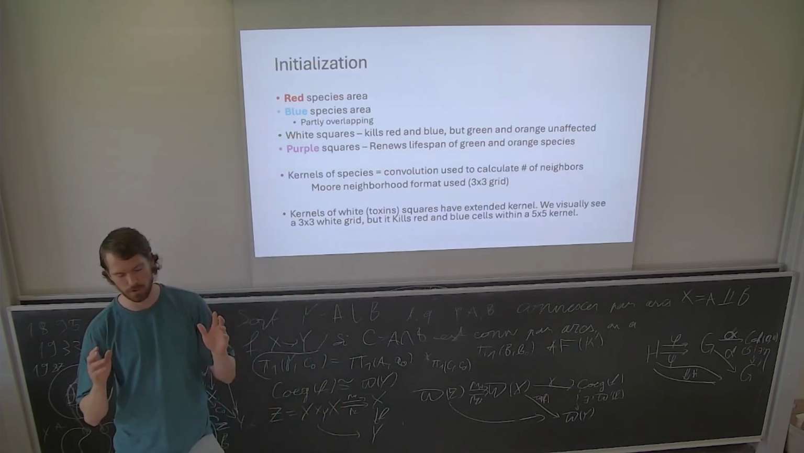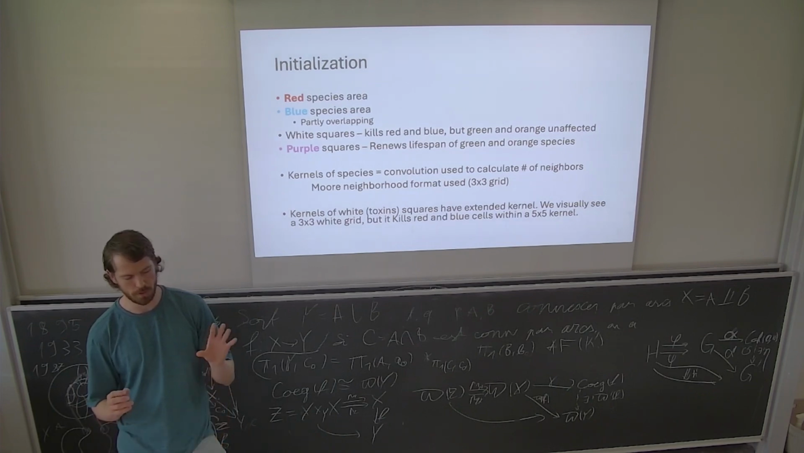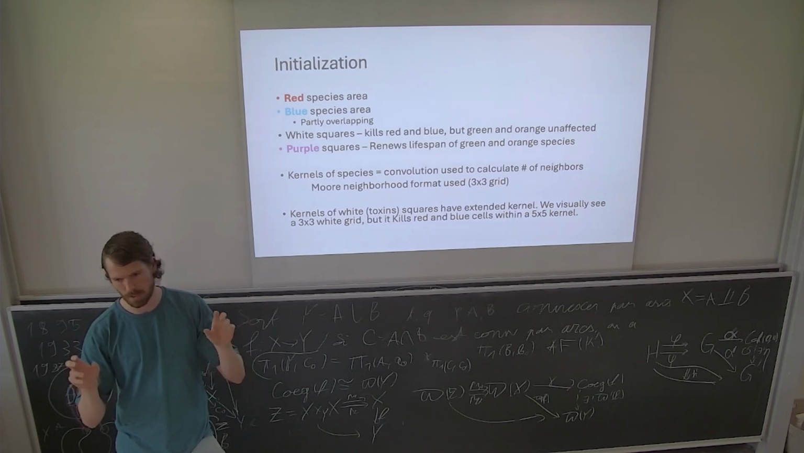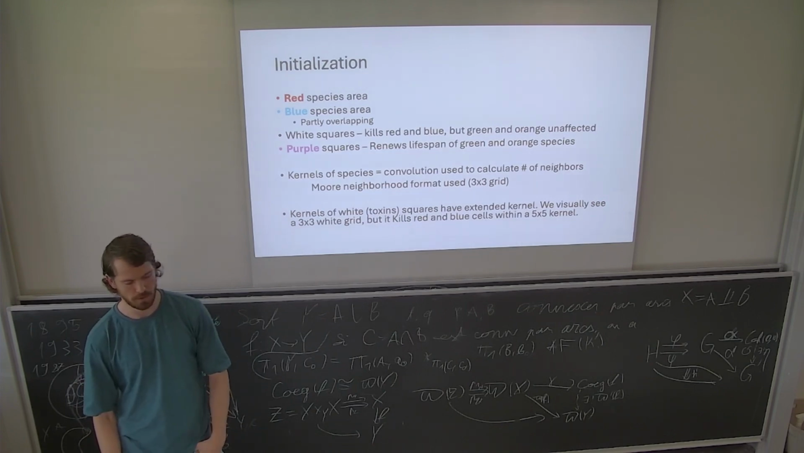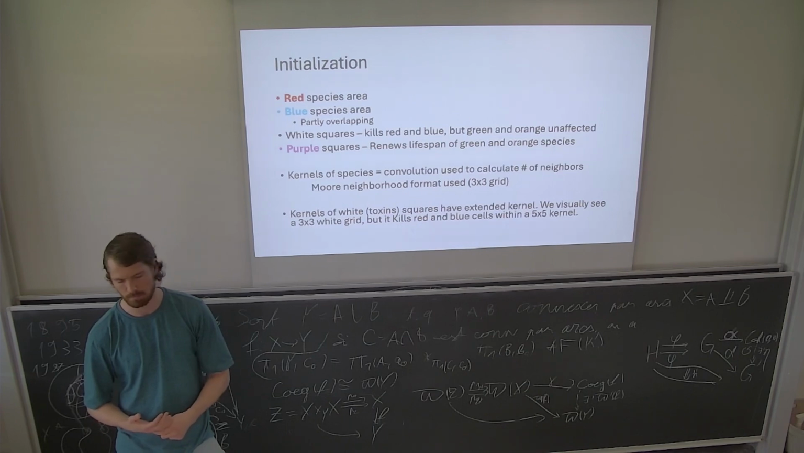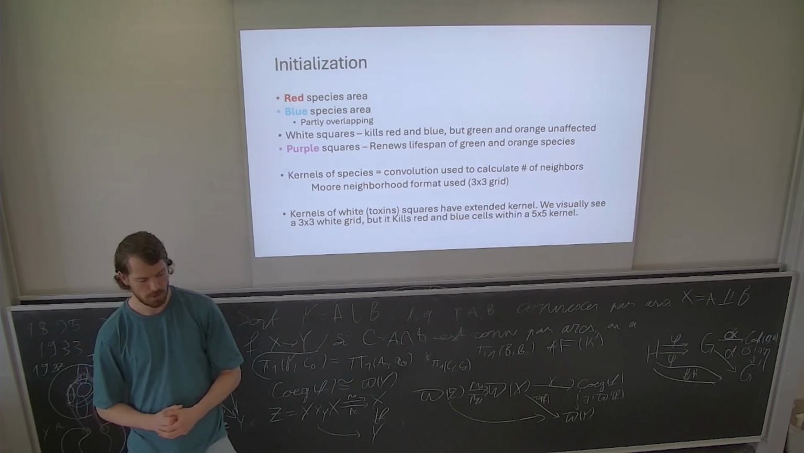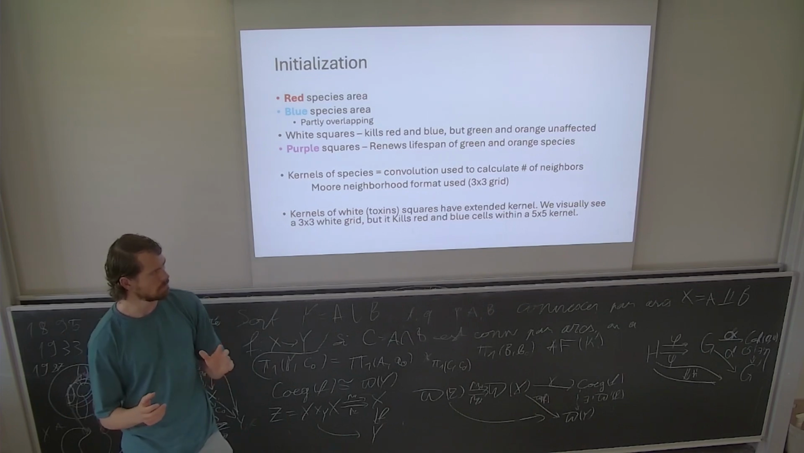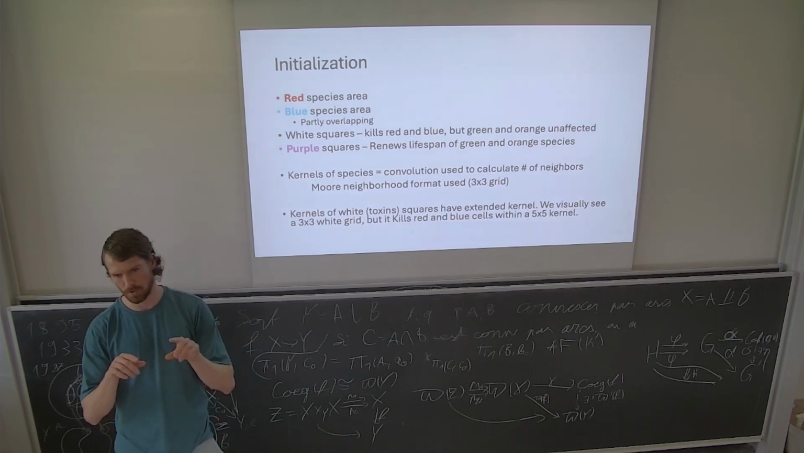The initialization of the grid is just the red and blue species, which are randomly placed in a defined area that overlap somewhat. You'll see that. And then you can input a certain amount of white and purple squares. The kernels of the species are a 3x3 grid following the Moore neighborhood. The white squares themselves are a 3x3 grid, but they kill the red or blue cells that go near them within a 5x5 grid.